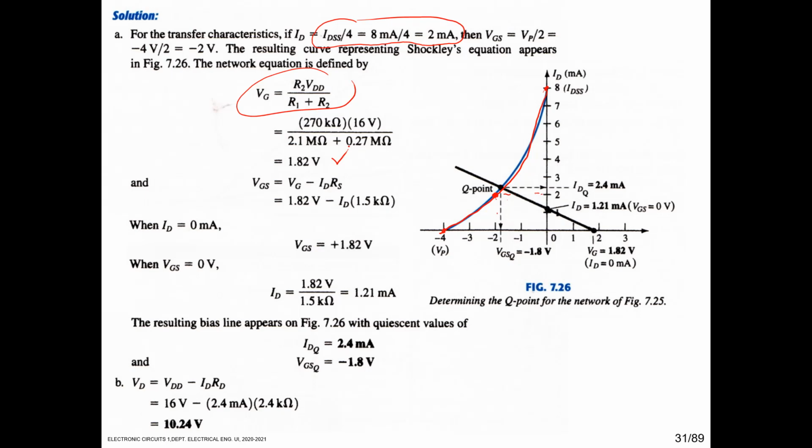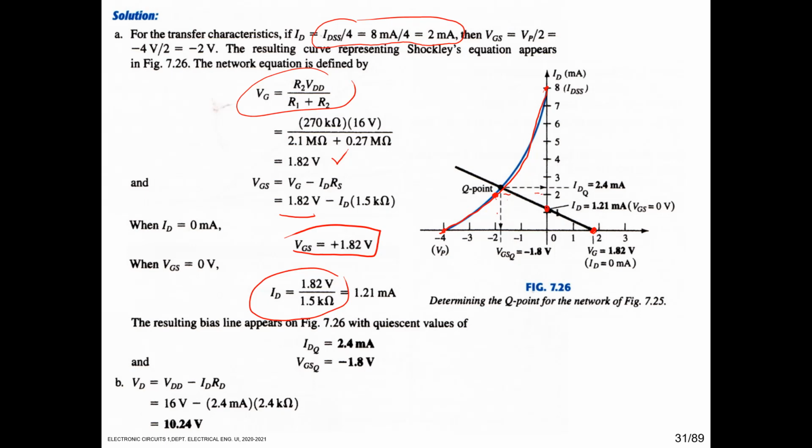So we got this equation: 1.82 volt VG minus ID multiplied by 1.5 kilo ohm. So when ID is equal to 0, VGS is equal to plus 1.82. So we got that here when ID is equal to 0. And then when VGS is equal to 0, we got that ID is 1.82 volt per 1.5 kilo ohm. We got that this is 1.21 milliampere.